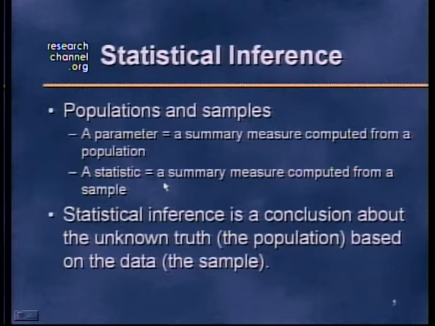So statistical inference aims to use our knowledge based on the data we've collected and can summarize in a statistic to make an inference or a conclusion about the true but unknown population parameter. So statistical inference attempts to say something about the unknown truth, the population, based on the information we've collected from the data of a sample.